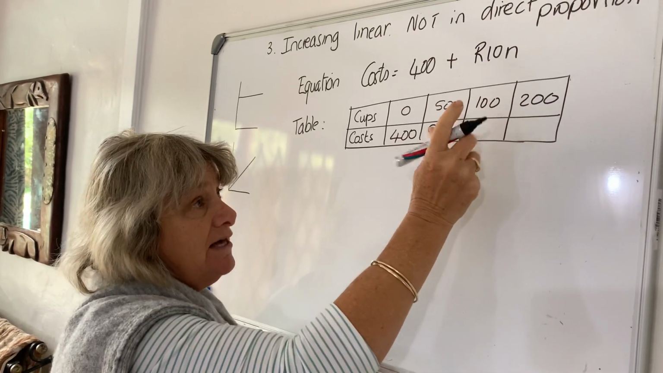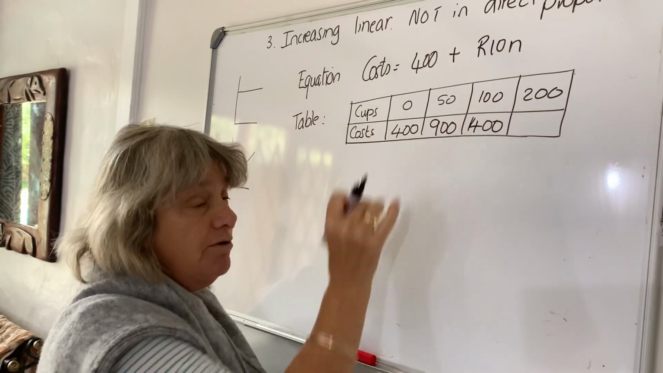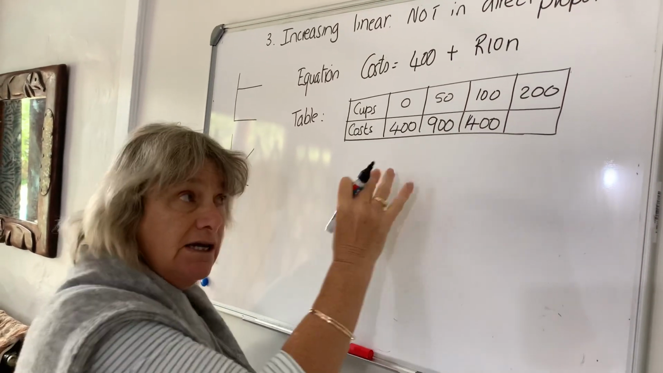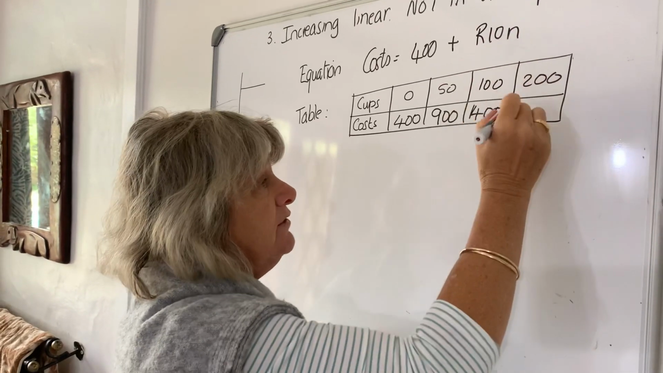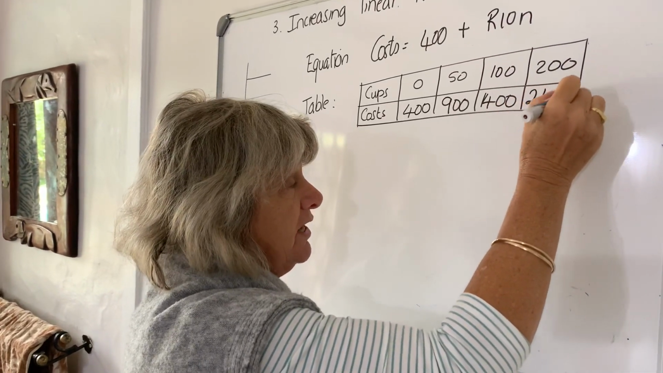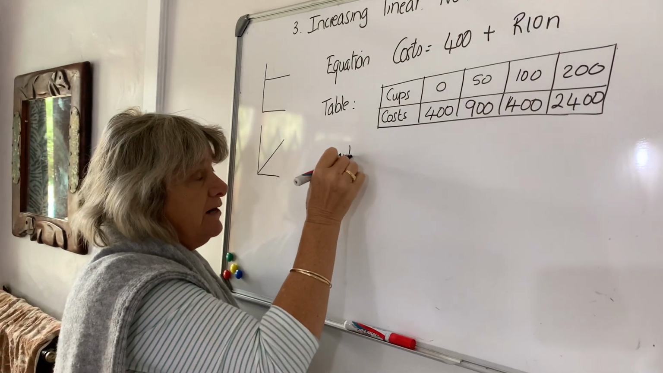100 times 10 is 1,000, so that will be 1,400. I'm remembering my 400 fixed cost, bringing it along. 200 times 10 is 2,000 Rand, so with the fixed cost 2,400 Rand. Let's graph this relationship now.